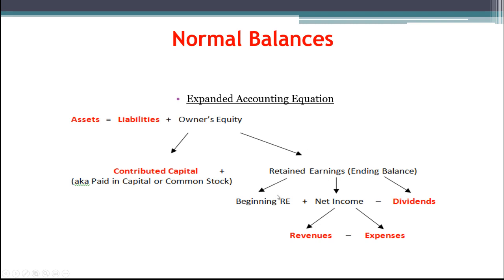Retained earnings can easily be broken out into three different items. Of course, beginning retained earnings, that's our starting point, plus net income, again, revenues minus expenses, which we'll see down below, and then dividends. Dividends get subtracted immediately out of retained earnings. So notice the bottom, the things that can't be broken out much further, I've highlighted those in red. The idea here is that these are the 6 core account types we're going to talk about for normal balance rules.